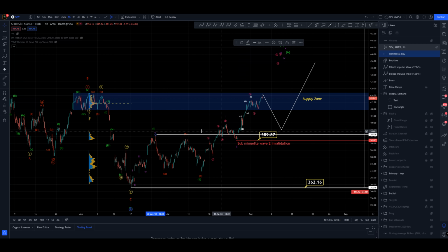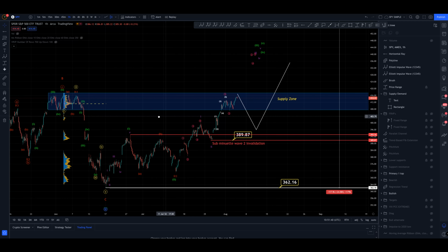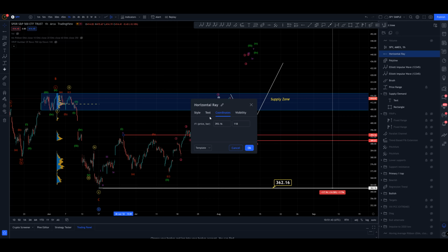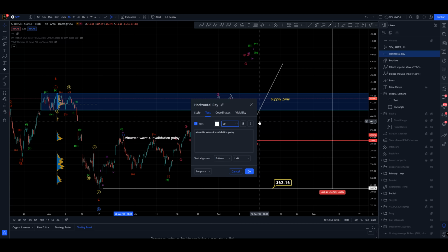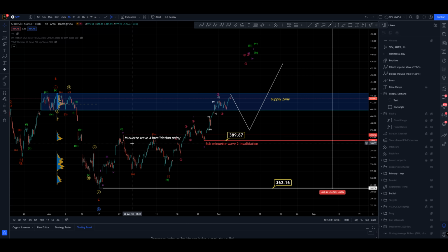So what we'll do while we're here is put another red line on here, and we'll say in the text, minuet wave 4 invalidation point. White. And we'll pop this over on the left hand side, and increase the size of the text to 20. We'll put it in italics as well so it's nice and clear. Okay, so we know that's minuet. I may have spelled that wrong, it doesn't really matter.